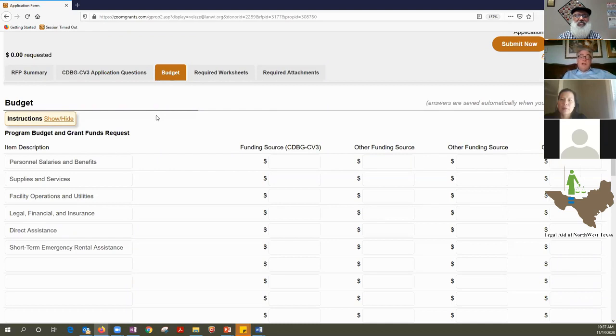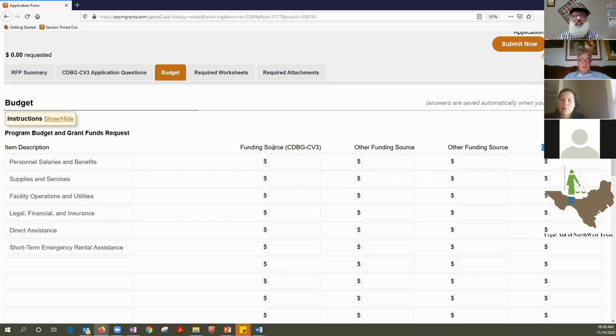They have 3 columns on the form where they ask you to list funding for your program coming from another funding source. So if, for instance, you have general contributions, that would be one source. If you have a grant from a particular local foundation, that would be a second source. And if you have funding from United Way or some other organization like that, that would be a third source.